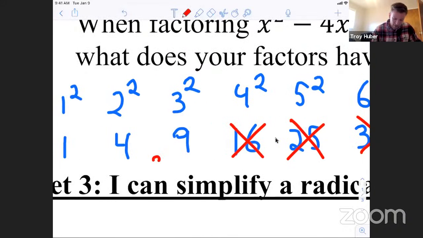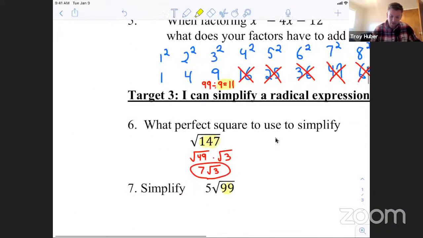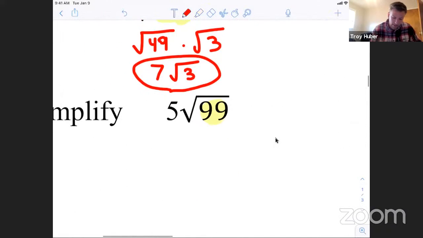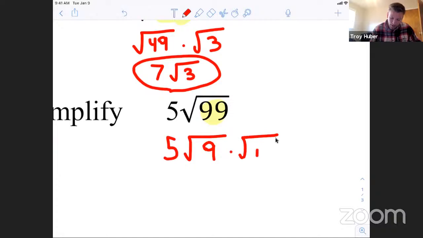All right, so I have 99 divided by 9 is equal to 11. So that means 9 times 11 is 99. So I come down here and we're going to rewrite this as 5 times the square root of 9 times 11. Because remember, we said 9 times 11 is 99.